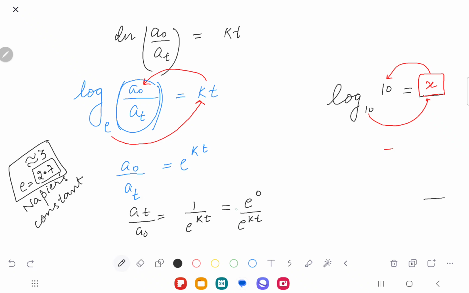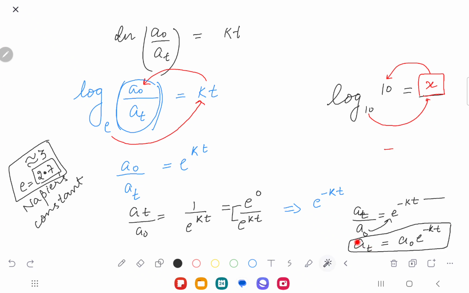Now when the bases are in division, what exactly does that mean? It would be e raised to the power minus kt. You understand? So can I say At by A naught is equal to e raised to the power minus kt, and At thereby would be A naught into e raised to the power minus kt. That is my general term of whatever concentration is left at any time t. So what is At? At is the concentration of the reactant at any time t.